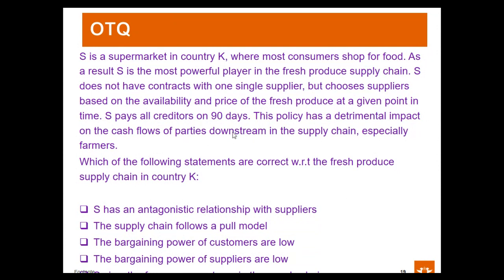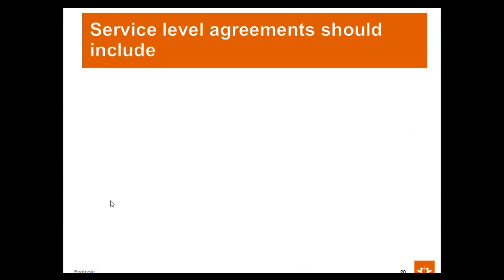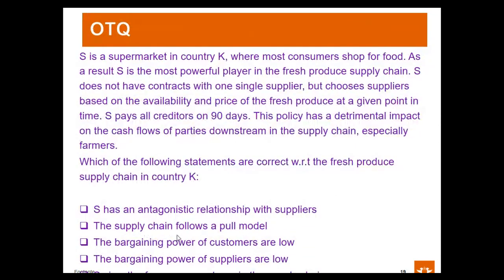Also, they pay all their creditors on a 90-day policy, which results in the cash flows of the parties downstream being under stress, especially that of the farmers. So therefore, the supermarket does not view the farmers as partners in the supply chain. So the correct answer is number 1, number 3, and number 4.